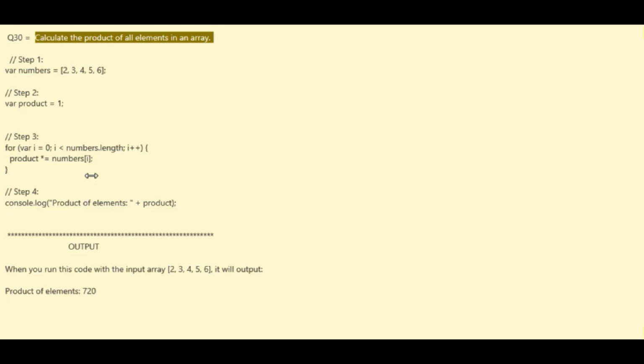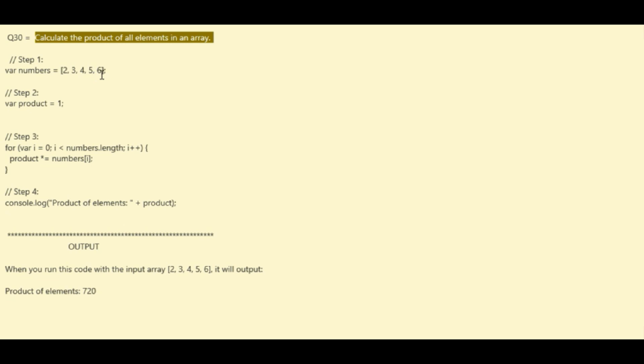So guys, this is question number 30 which I am going to explain to you about. Question number 30 is to calculate the product of all elements in an array. Okay. So step 1, what we do, we first define the input array. In this step you define the input array for which you want to calculate the product. We set the array 2, 3, 4, 5, 6, right?